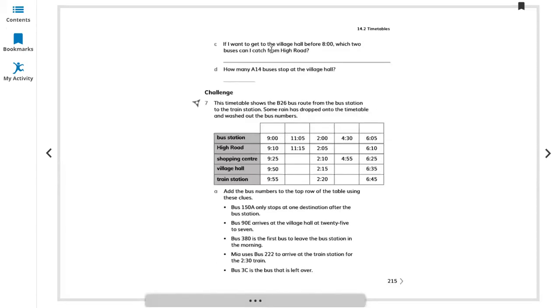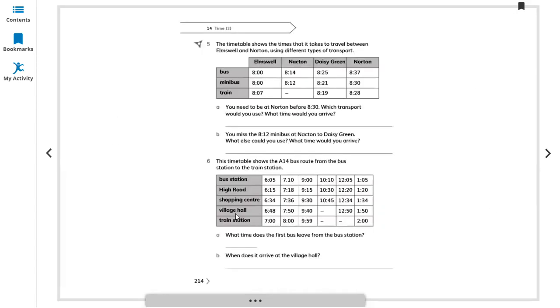If I want to get to the village hall before 8, which two buses can I catch from High Road? From High Road, if I want to come to the village hall before 8, we have two options. Which two options?